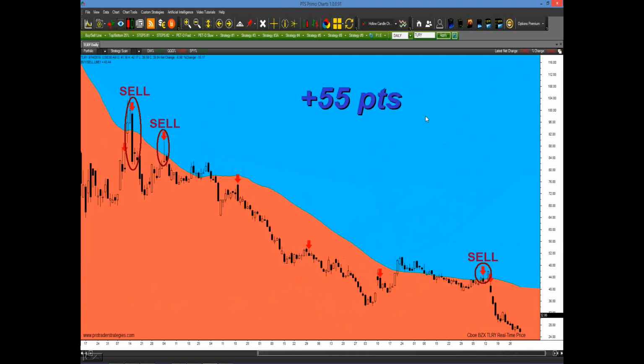And as we look at TLRY, all right, once again, the same process. We have a number of sell signals being generated. We only want to take the ones touching or close to the fluid buy sell line. Had you taken these 2 up here, potentially you could have captured 55 points. If you missed those, that's okay. There was another one right here. You could have captured a good 10 or so points.